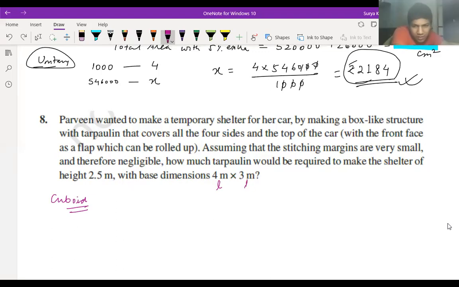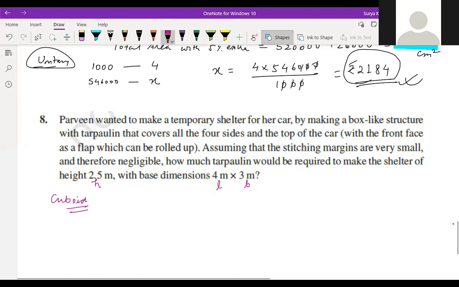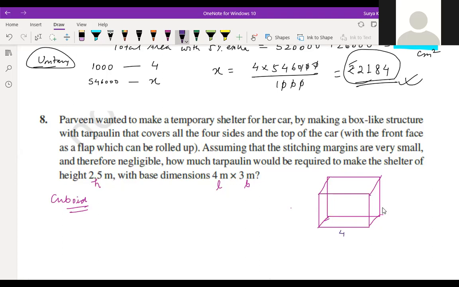Sir, I didn't understand the car part. Okay, wait, I'll explain once again. Length is 4 meters, 3 meters is your breadth, and height is 2.5 meters. So you can see the car parking will be in the shape of a cuboid, like this. So this is a cuboid. Your base is 4, this one is 3, and the height is 2.5.